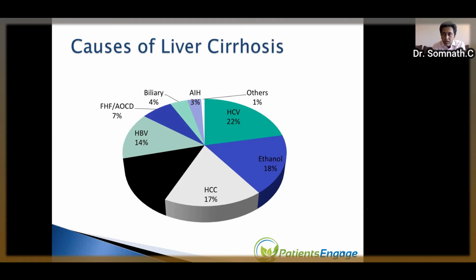So alcohol is not the only reason why you can have liver cirrhosis, and diabetes, which can lead to NASH, is also a major cause. Next slide.